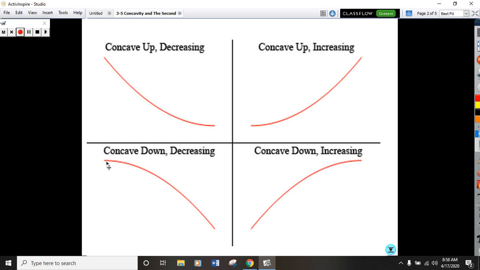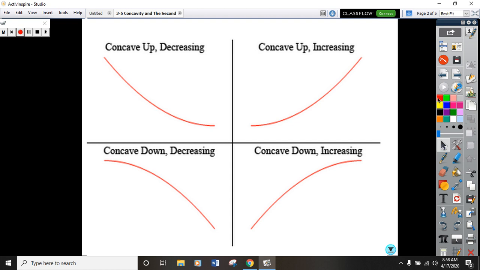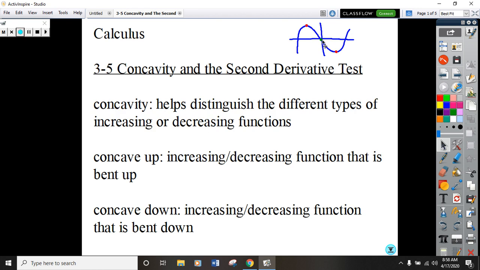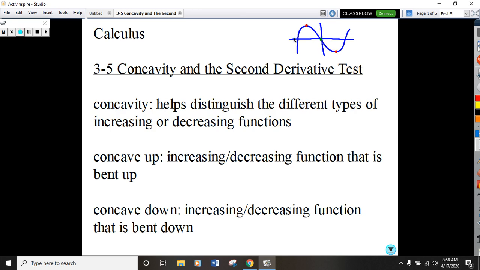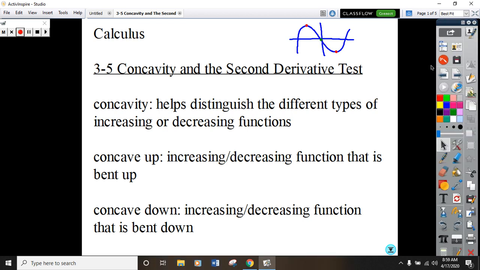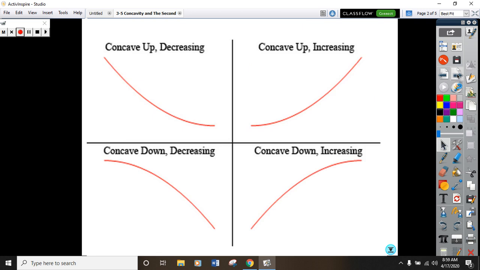Concave down on the lower left, decreasing, but it's bent downward. And then concave down and increasing is this bottom right-hand graph. You can see that they make the two halves of a minimum or maximum. That's another thing we can notice. But it doesn't always have to be a minimum or maximum, because if you look backwards, you have to be able to pick out where this downward stops and where upward begins. So that's what the second derivative will help us with.